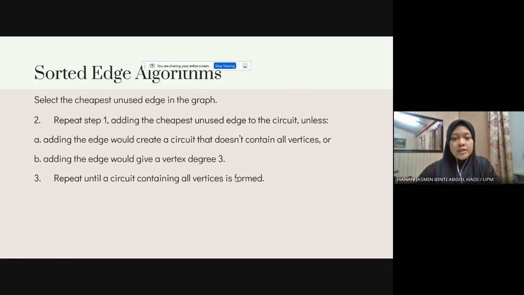Next is the sorted edge algorithm. The sorted edge algorithm is about sorting the cheapest edge in the graph first. The steps are: select the cheapest unused edge in the graph and repeat, adding the cheapest unused edge to the circuit unless adding the edge would create a circuit that doesn't contain all vertices, or adding the edge would give a vertex degree 3. Repeat until a circuit containing all vertices is formed.